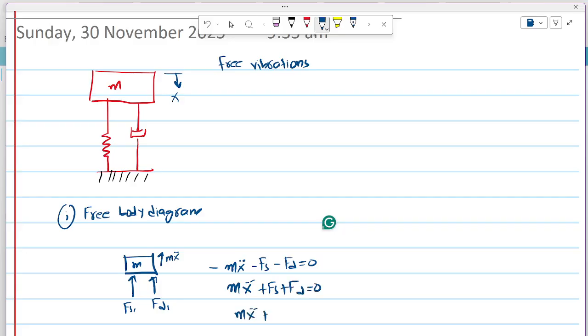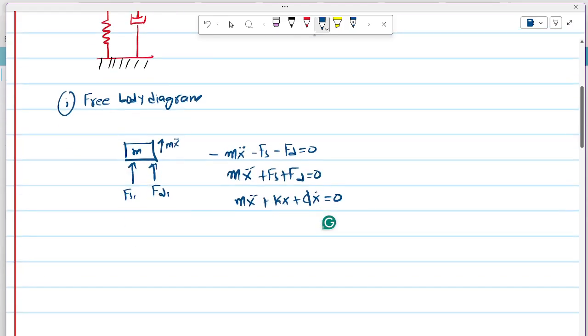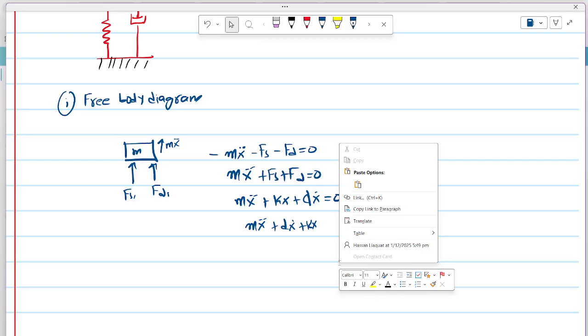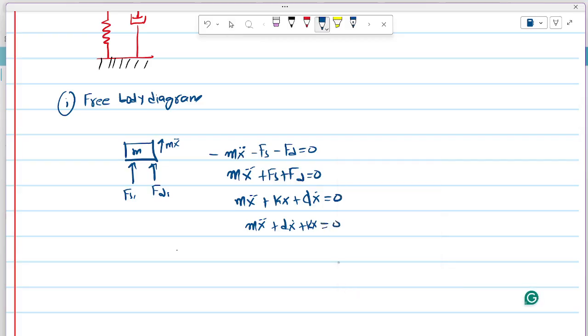m x double dot plus kx plus c x dot, just call it d x dot, equals 0. Let's rearrange this one: m x double dot plus d x dot plus kx equals 0. That's the standard form to write this one. The name of this equation is a homogeneous second order ordinary differential equation.